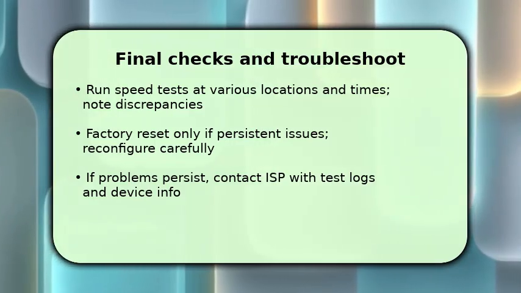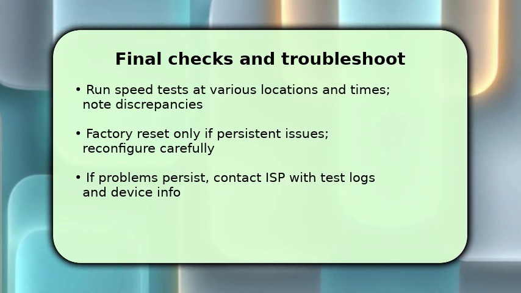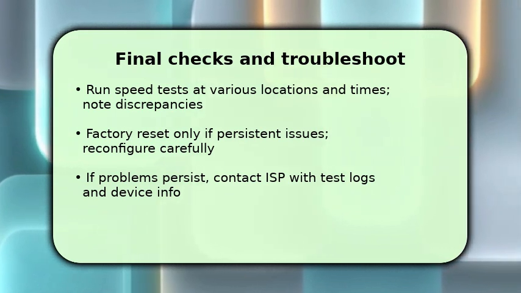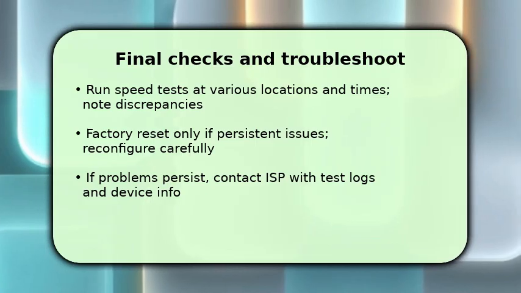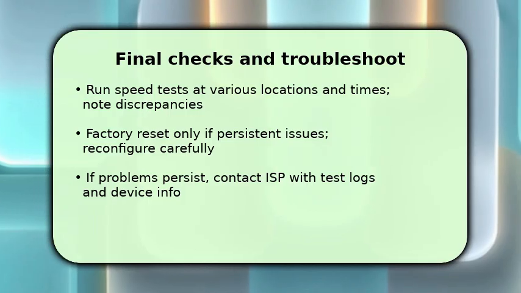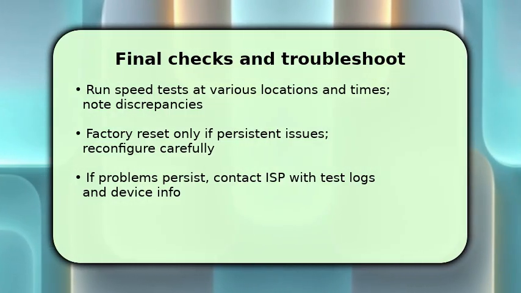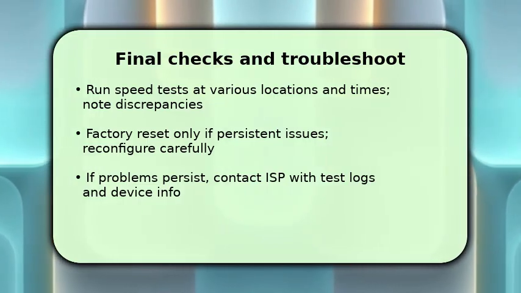If problems remain after these steps, compile your test logs, device MACs, and firmware versions, and contact your ISP. Explain the troubleshooting you've done so they can check line signals or swap equipment. One troubleshooting tip: isolate devices to find a misbehaving client.